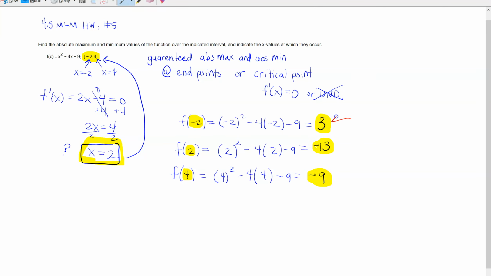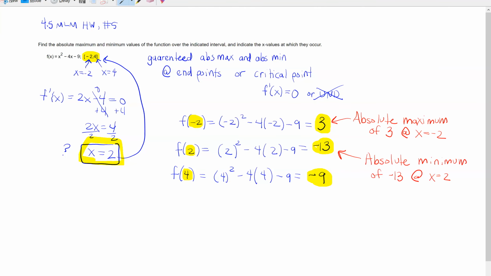So the largest output is 3. So there's an absolute maximum of 3 that occurs at x equals -2. And then when I look for my lowest output, it's -13. So the absolute minimum of this function is -13 over this interval, right, from -2 to 4. The absolute minimum is -13, and that occurs when x equals 2. So that answers the question.